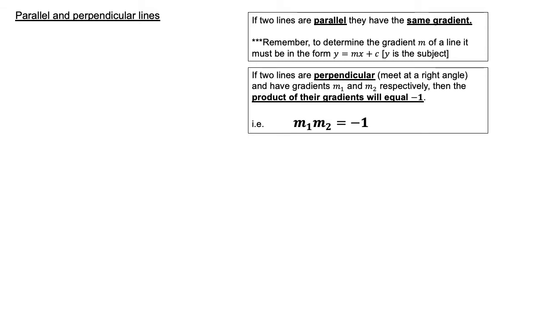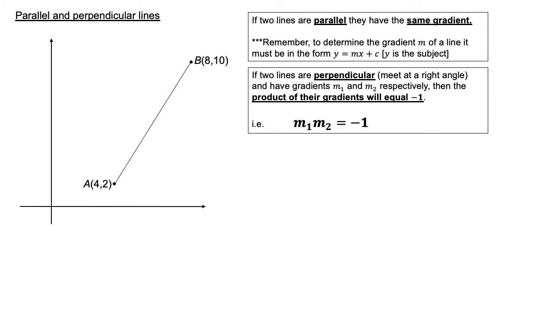Now for perpendicularity, which means that two lines meet at a right angle, if I know the gradients of the two lines, in this case we use m1 and m2, then if I multiply those gradients together and I get minus 1 as the answer, then I know that those two lines are perpendicular.